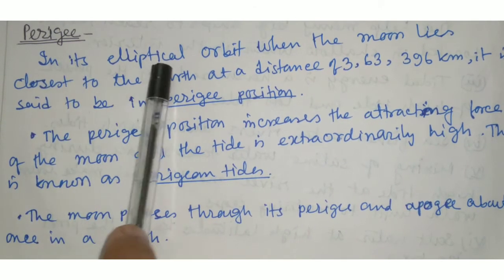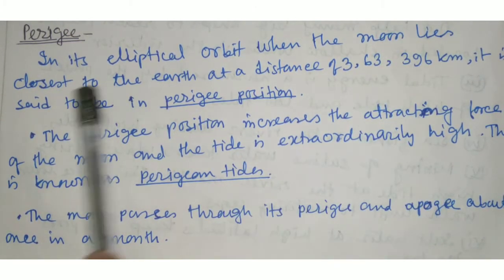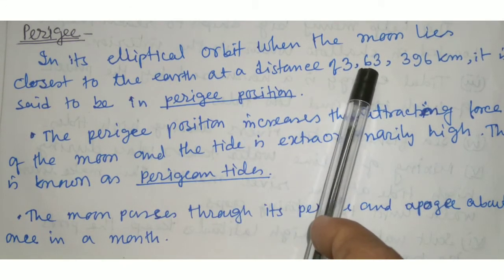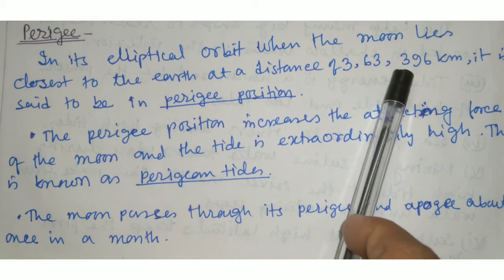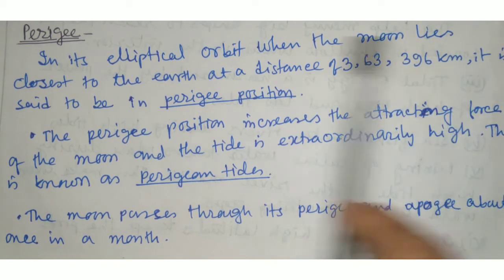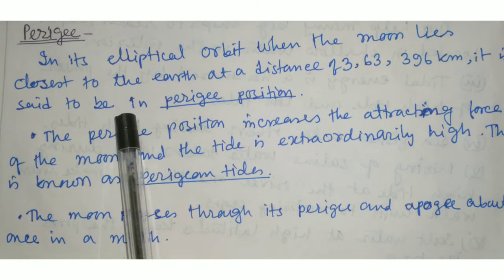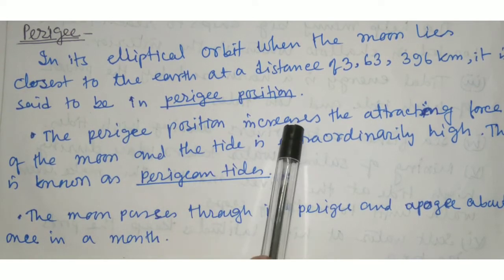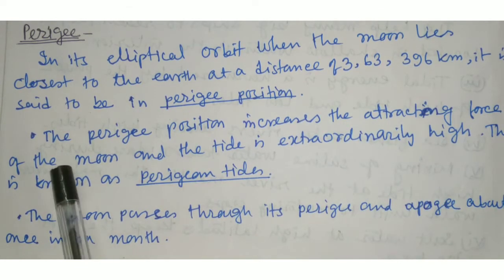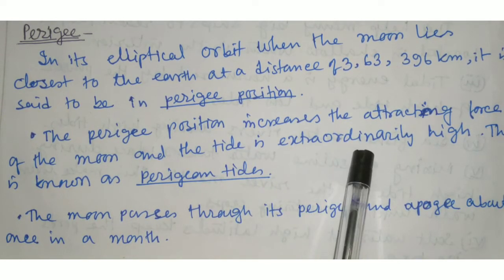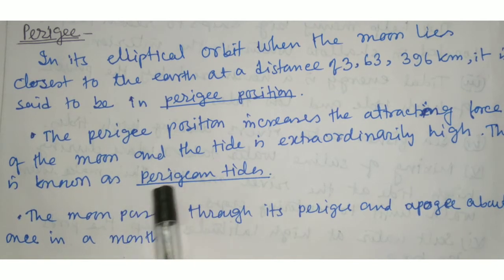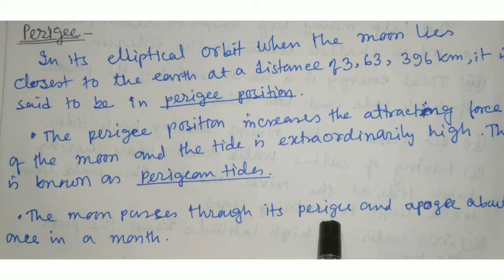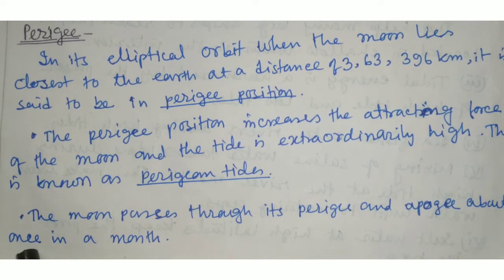Perigee. In its elliptical orbit, when the moon lies closest to the earth at a distance of 3,63,396 km, it is said to be in perigee position. The perigee position increases the attracting force of the moon and the tide is extraordinarily high. This is known as the perigean tide. The moon passes through its perigee and apogee about once in a month.